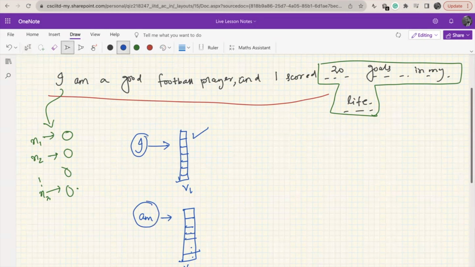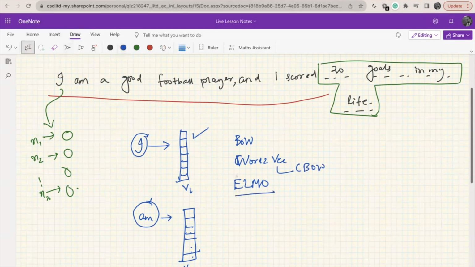These vectors are learned using different methods such as bag of words or word2vec. There is CBOW as well; CBOW is a type of word2vec. Then there is ELMo, and embeddings learned from large language models. So these are the types.